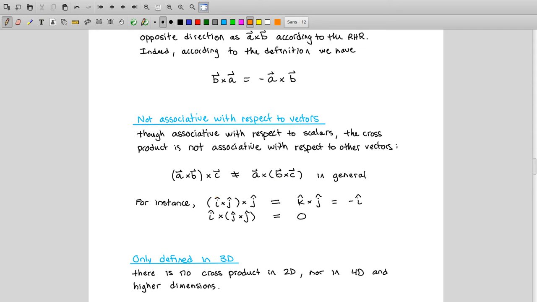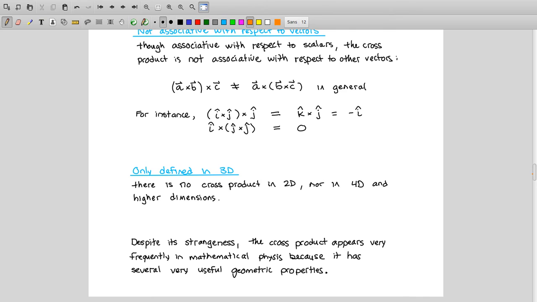For instance, you can try messing around with simple basis vectors, and you can say i cross i cross j. Well, what's i cross i? Actually, take the quantity i cross j, that's k, and k cross j is negative i. Well, now if you try and move the parentheses around, you have i cross the quantity j cross j. But of course that's 0, and so the whole thing is 0. And so these two things are not equal, and so the cross product is not associative. Again, just something you have to remember. You cannot change the order in which these things are done.